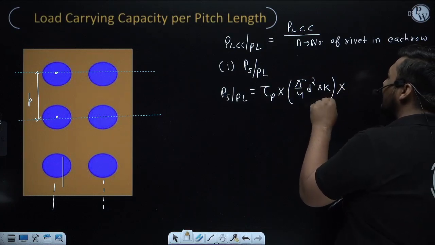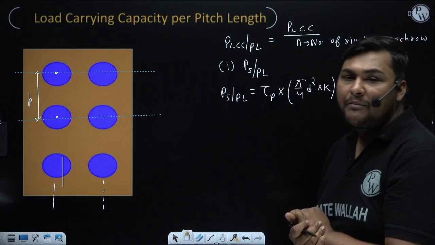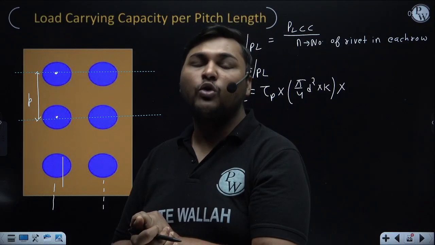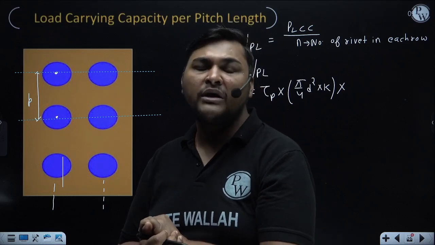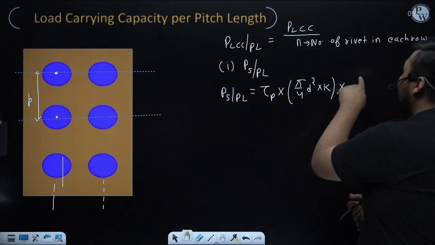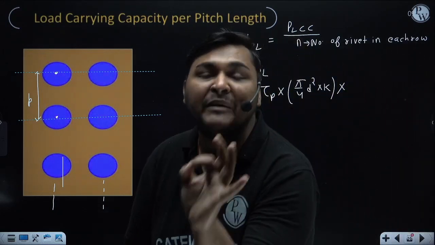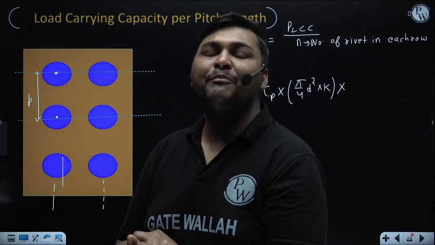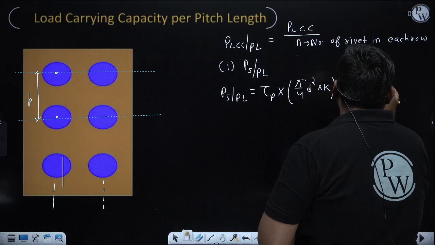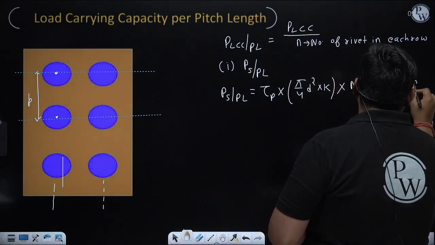When calculating total shearing load carrying capacity, we calculated the total shear area, multiplying the shear area of one rivet by the total number of rivets per plate. But here we are not calculating total shearing load carrying capacity, we are calculating load carrying capacity per pitch length. So instead of multiplying by the total number of rivets, we multiply by the number of rivets per pitch length.